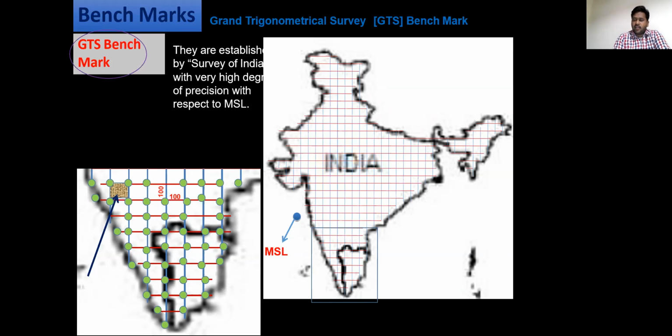That mean sea level is nothing but a datum. That mean sea level in India is in Mumbai. With reference to that mean sea level, we'll take the elevations. This is my mean sea level. How it is represented, that is in a grid form.